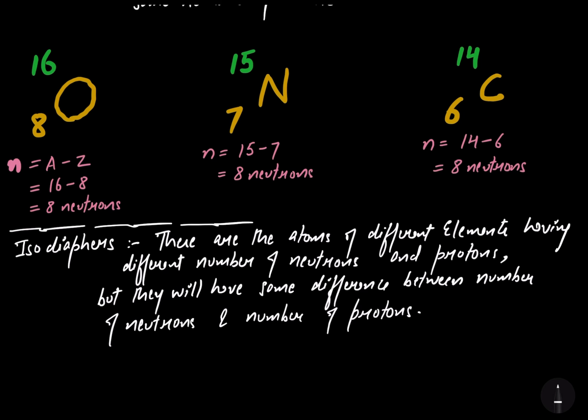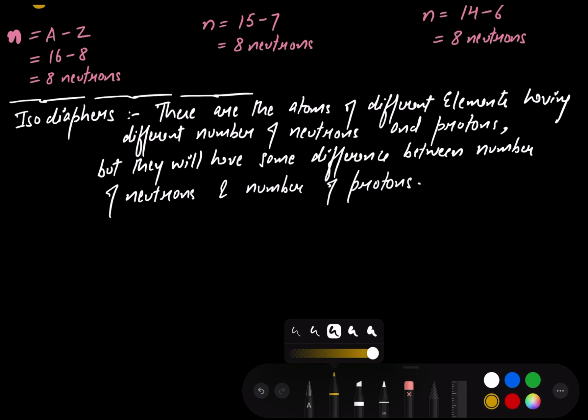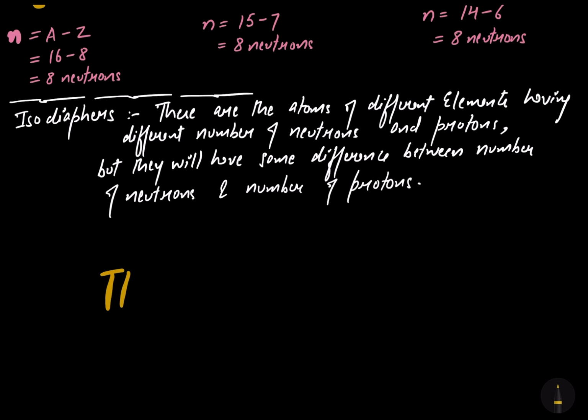Let me take an example for you. I am taking the example of thorium and uranium. First of all, what is the atomic number of thorium? It comes out to be 90. What will be the atomic number of uranium? It comes out to be 92.